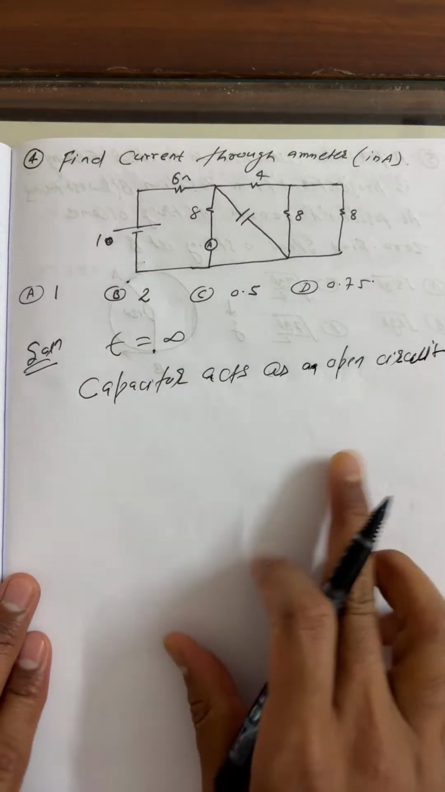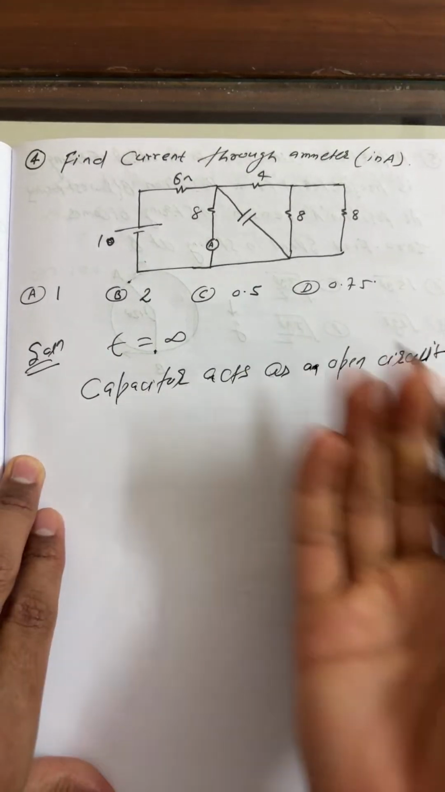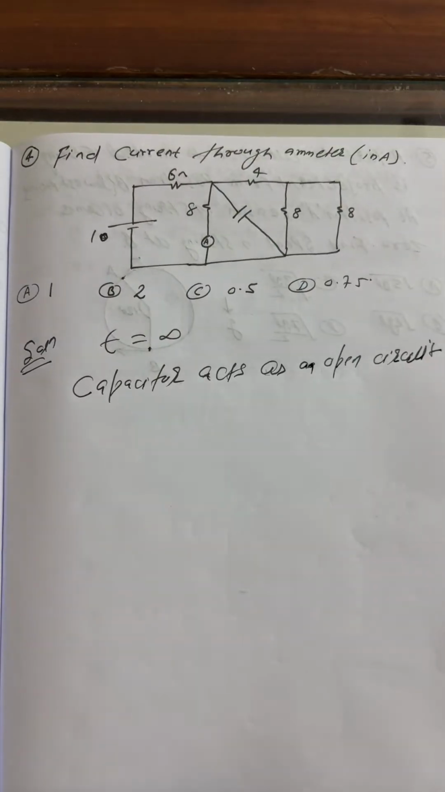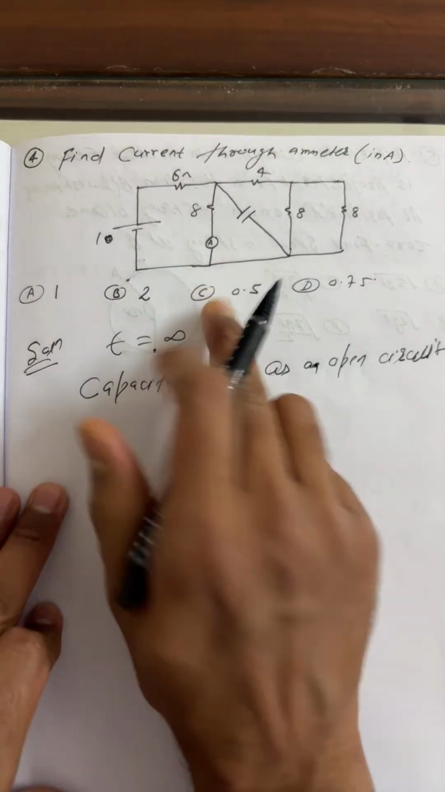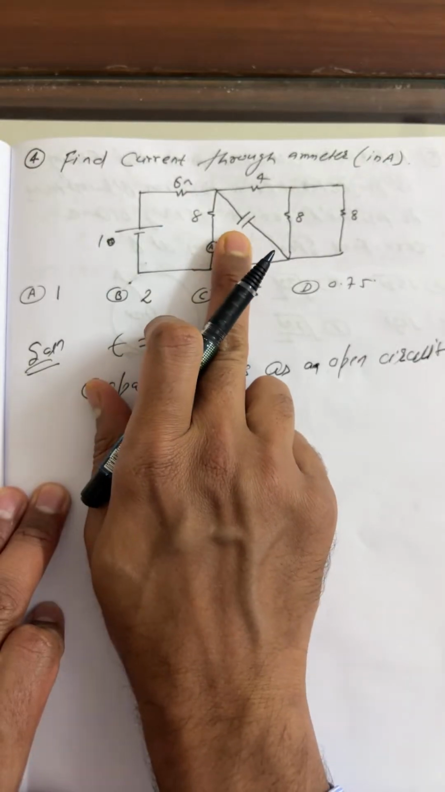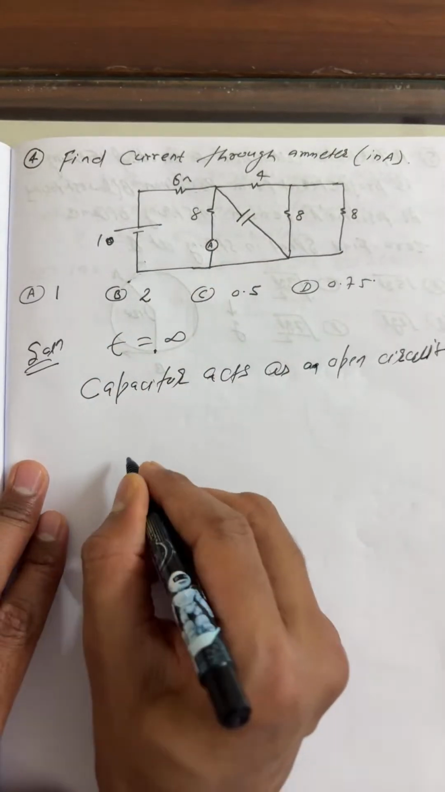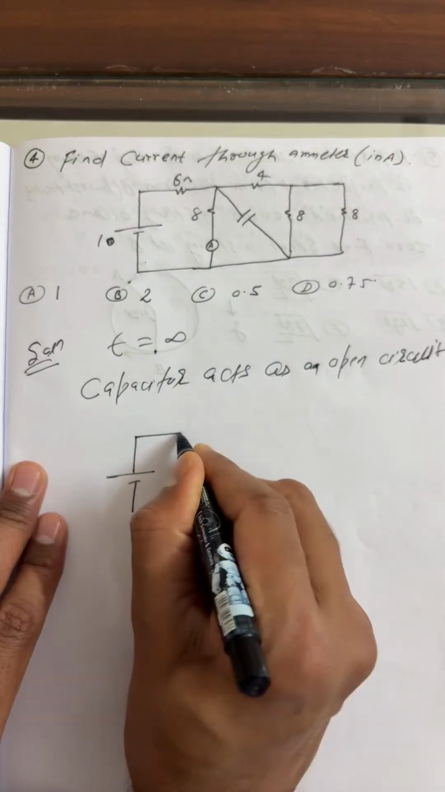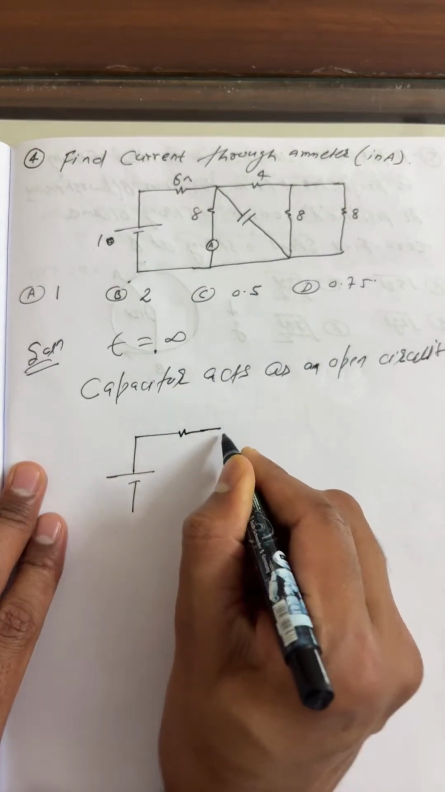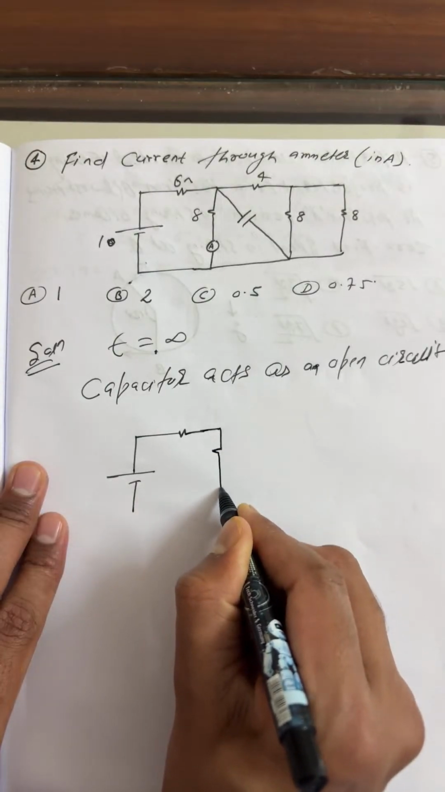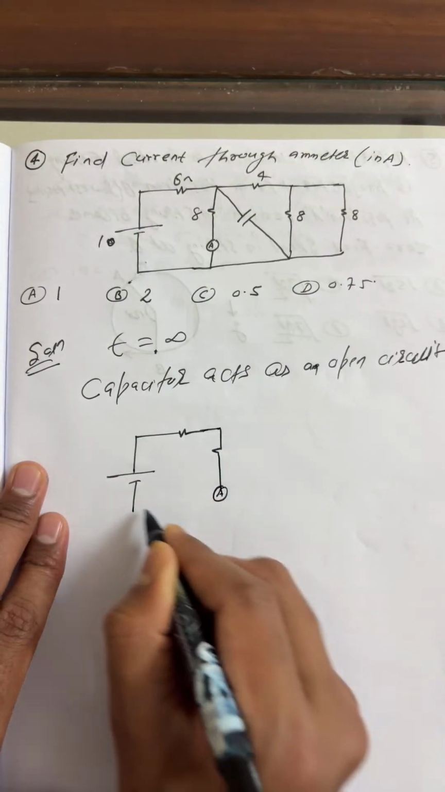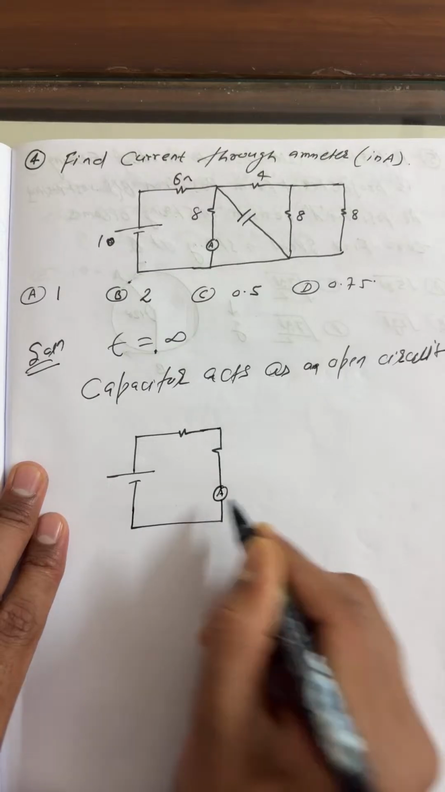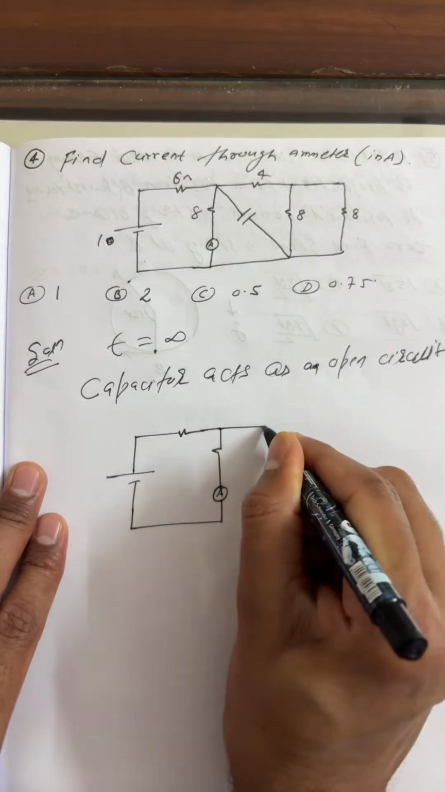Yes, beta, this is the point for these questions. Simply, you have to just redraw the circuit. Have a look here. This remains the 10 volt battery, this is 6 ohm, this is 8 ohm, and this is the ammeter. We wish to find the current that passes through the ammeter. That is the question.